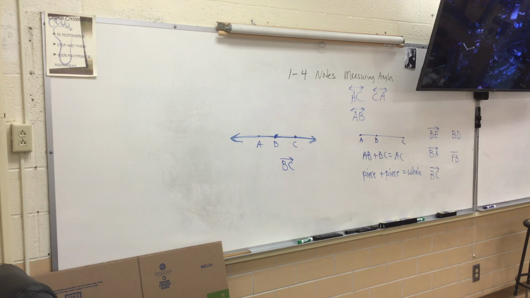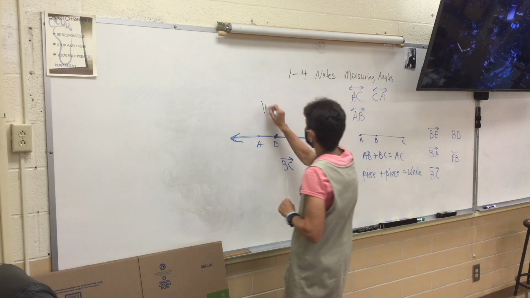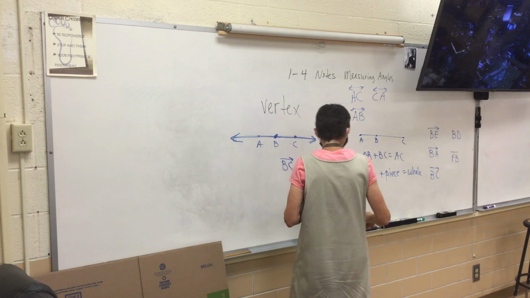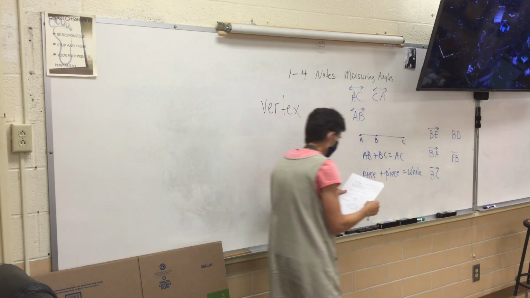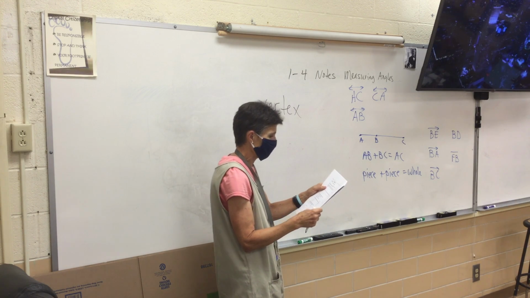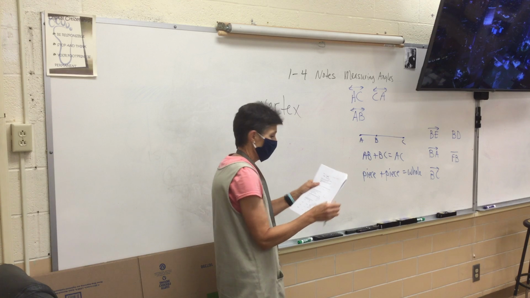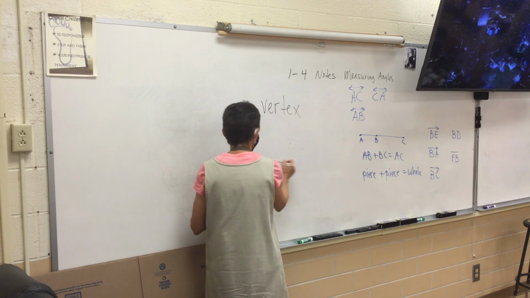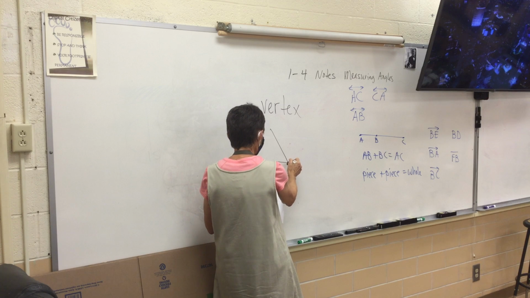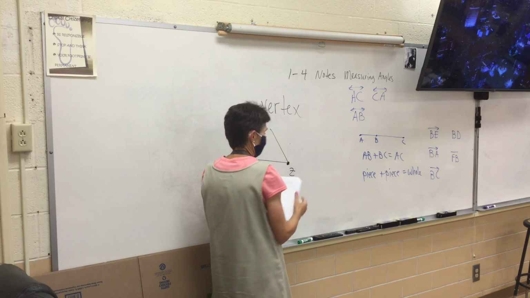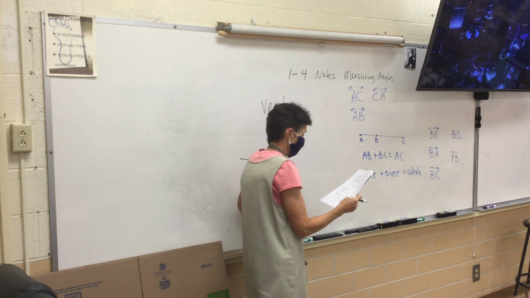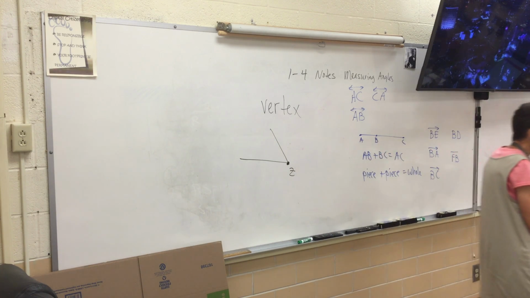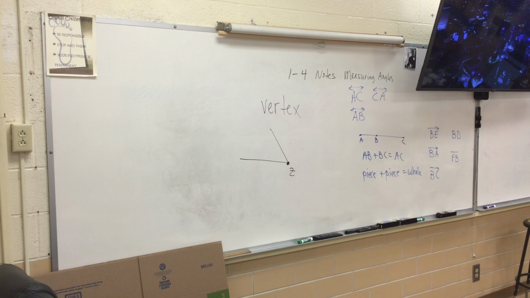First thing is the definition. The vertex of the angle. So the word that goes in the blank is vertex. The vertex of the angle is the common endpoint of the rays. So in the picture that they gave you, this right here, letter Z, is the vertex. Angles are measured in degrees, and the measure of an angle is used to classify it.